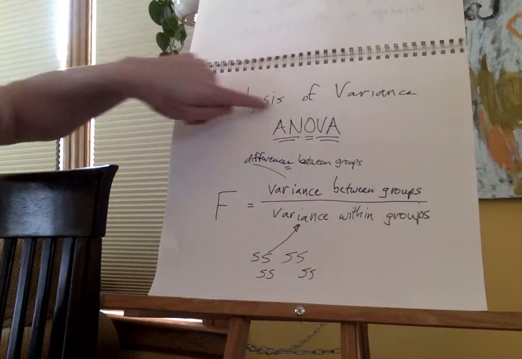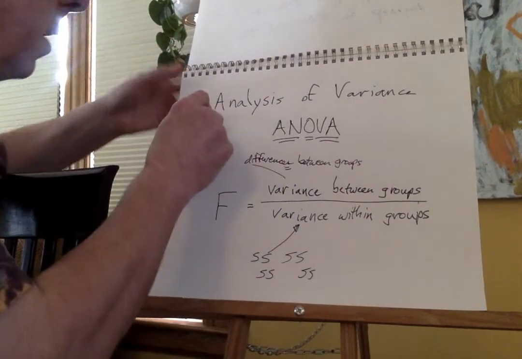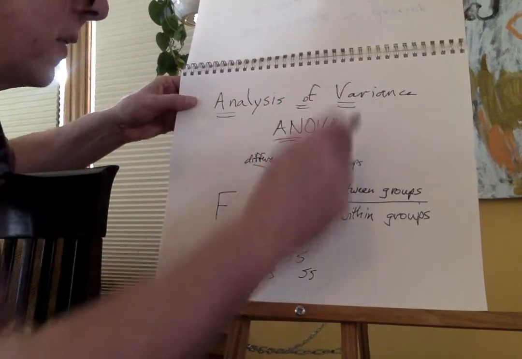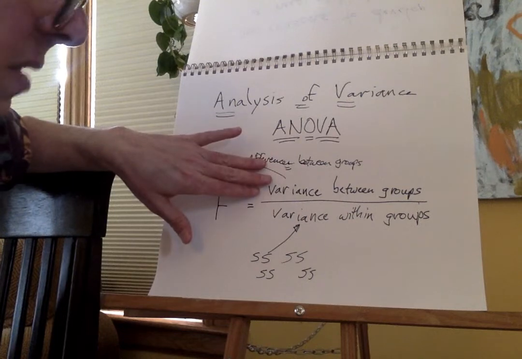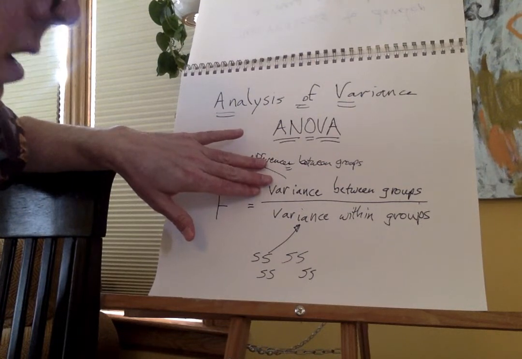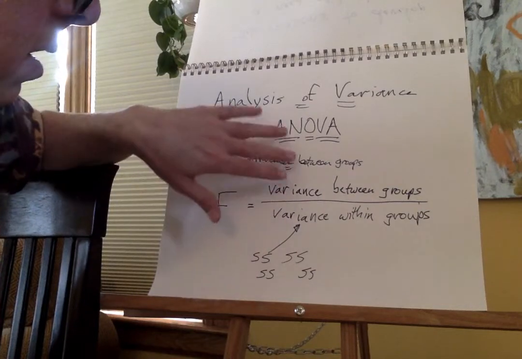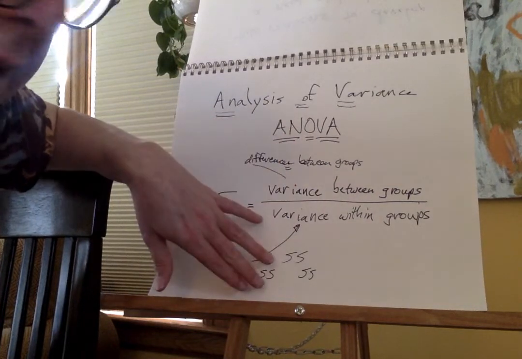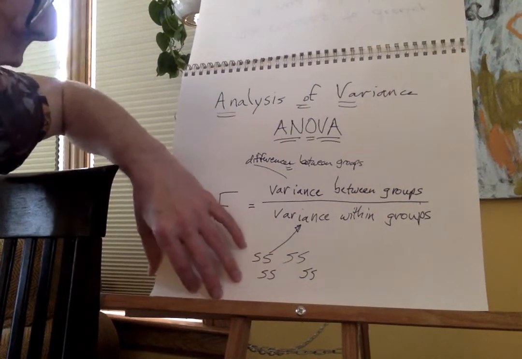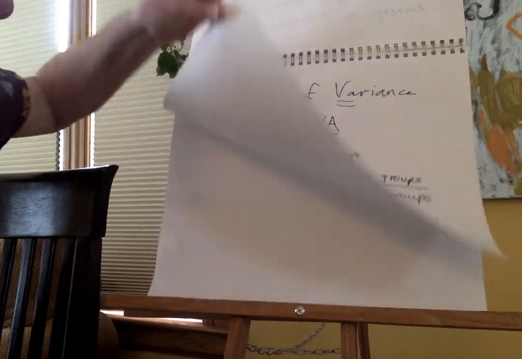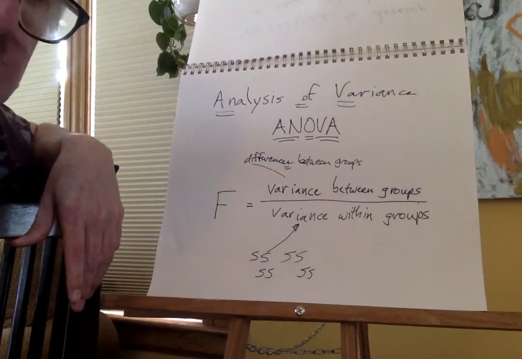The test is called analysis of variance, also called ANOVA. Same thing, analysis of variance. Okay. The structure here is we're going to look at the differences between the groups, and then we're going to compare that to the variability within the groups. Difference between the groups, variability within the groups. Okay. And that gives us our F value.